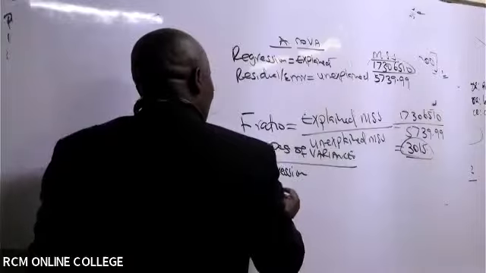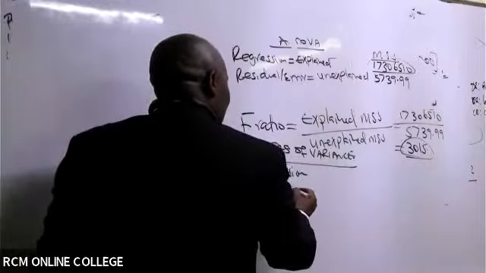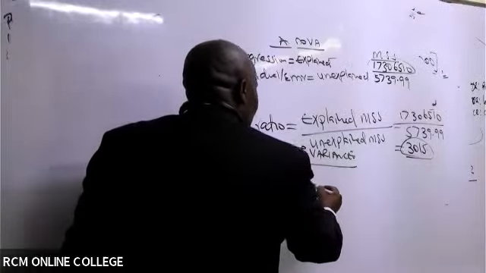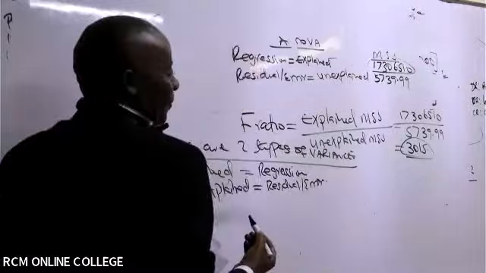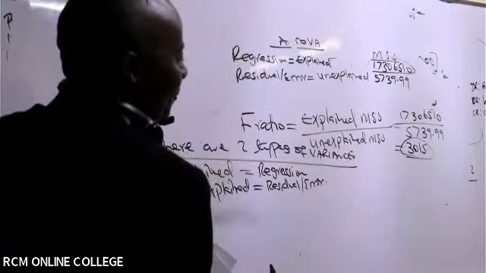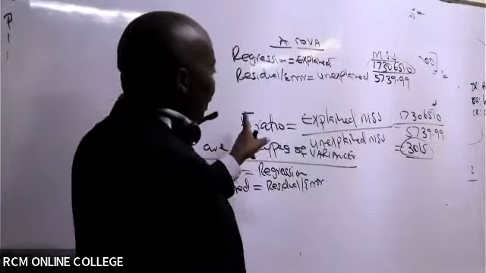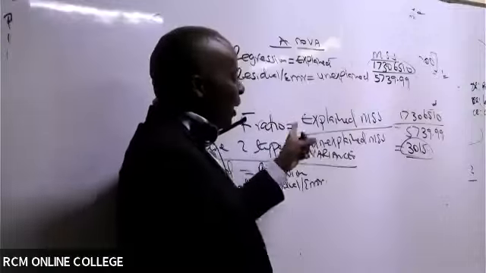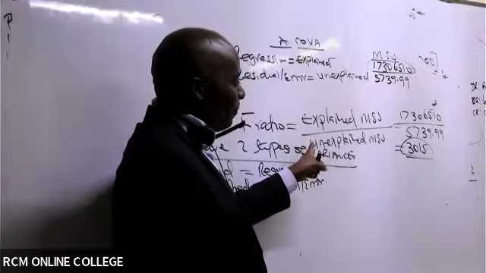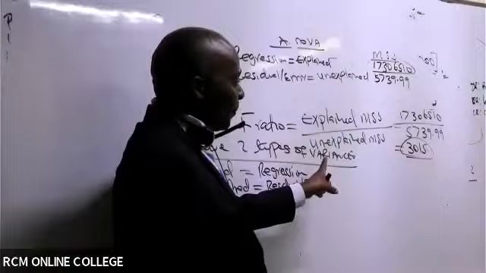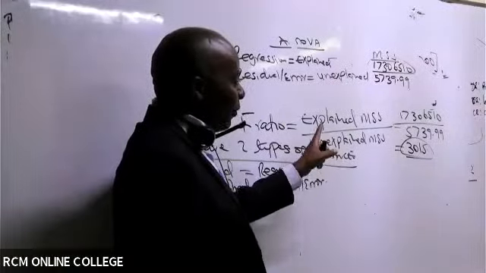And then we have unexplained, also known as residual, or errors. And how do we get the F ratio? To get the F ratio, we take explained MSS over unexplained MSS. Remember, MSS is mean sum of squares.